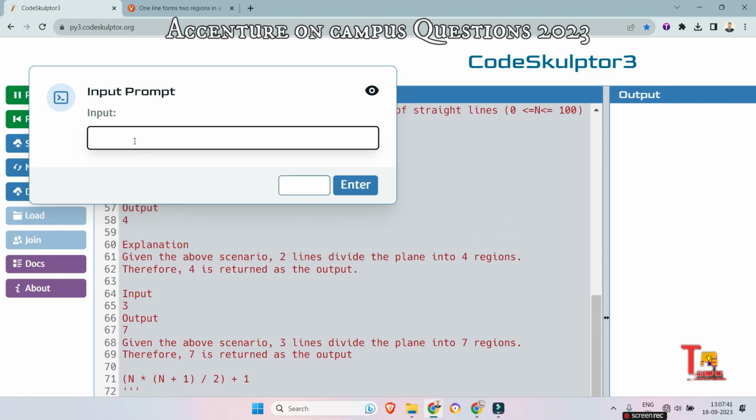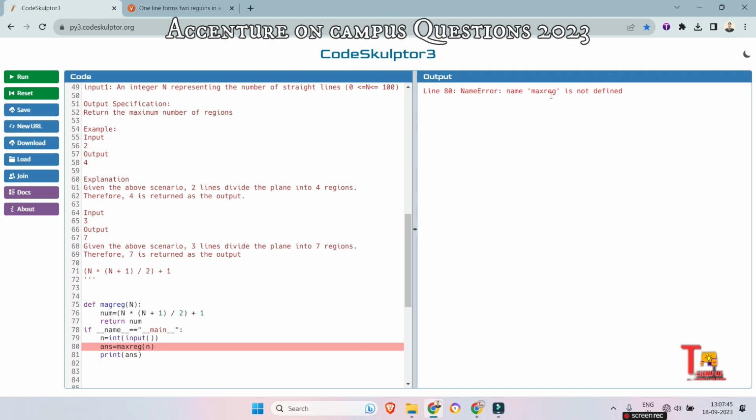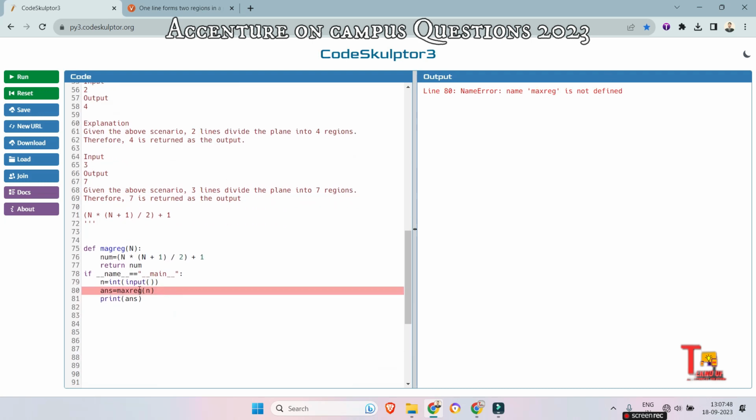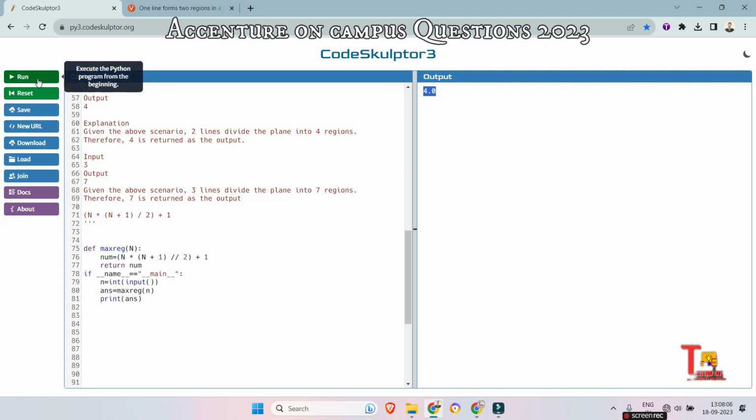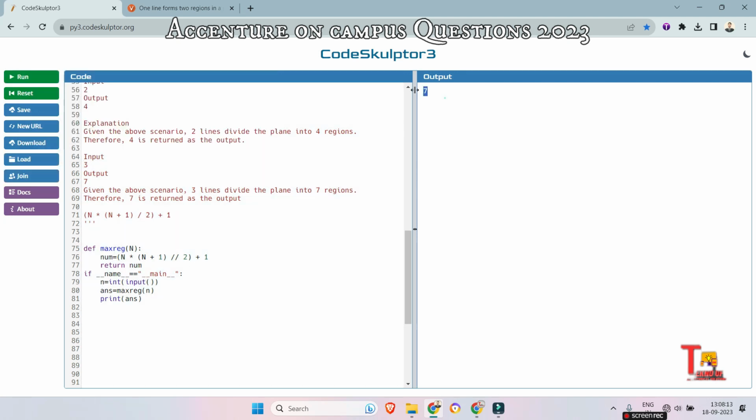So if 2 lines are drawn, then, sorry, name error, max_regions, sorry. Okay, now this will be fine. So if 2 lines are drawn, then a total of 4 regions can be formed. We have to use integer division because otherwise it will give a float value, so we have to take it as an integer value. Now just take the input 2, then it will be 4, and take the input 3, this will be 7. I hope you have got it.